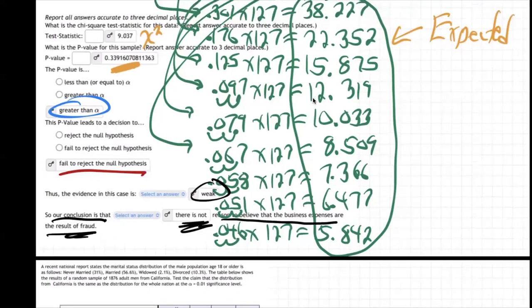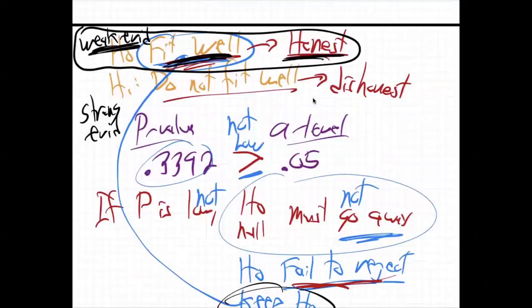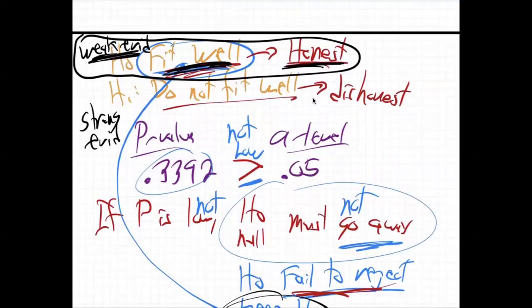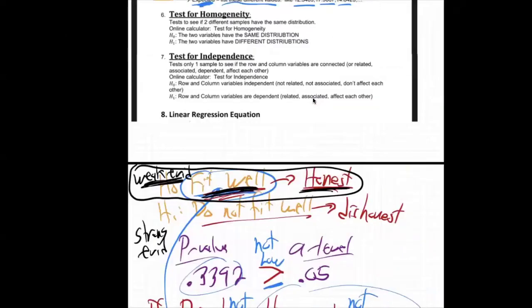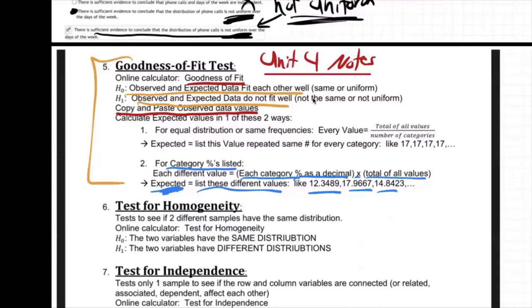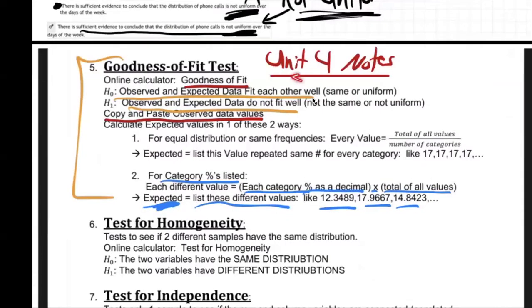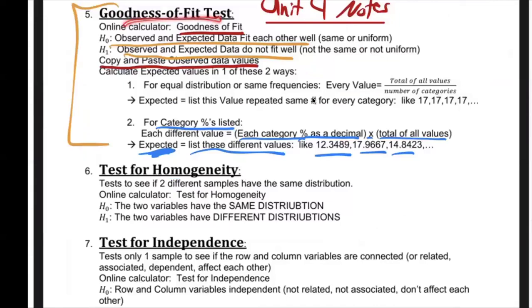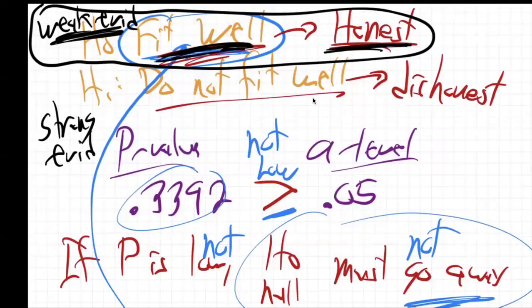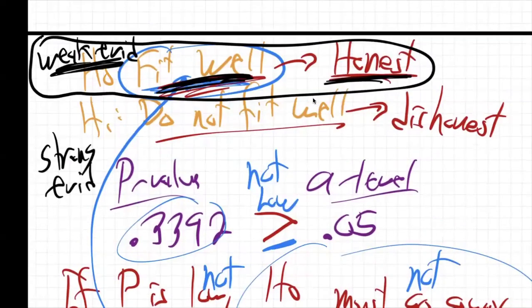And so again, that conclusion was tricky. It was all about H0 H1. Now, they never made us write H0 H1, but I went ahead and did it anyway, and that really helped. So make sure you do that. Where did I get H0 H1? Right from the notes, the Unit 4 notes. H0 says observed and expected fit well. H1 says observed and expected do not fit well. That's for goodness of fit test. So I put that in. Fit well, do not fit well. And we know H0 is always weak evidence.